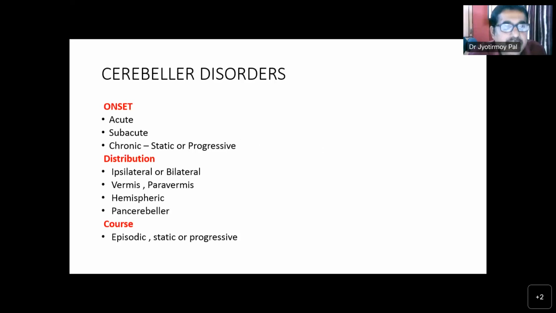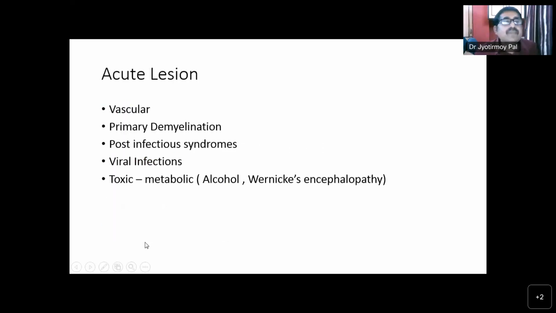Now we are coming to the practical things. After completion of the clinical examination and theoretical aspects, it can be divided as acute, subacute or chronic. Chronic may be static or progressive. Distribution can be ipsilateral or bilateral. It can be vermis or paravermis. It can be hemispheric. It can be pancerebellar, or it can be episodic, static, or progressive. So we have divided according to the onset, according to the distribution, and according to the course.